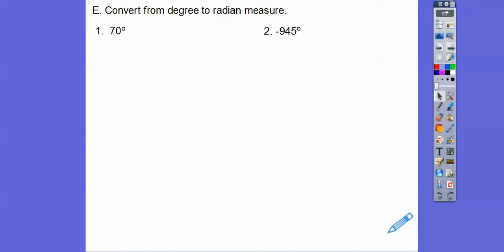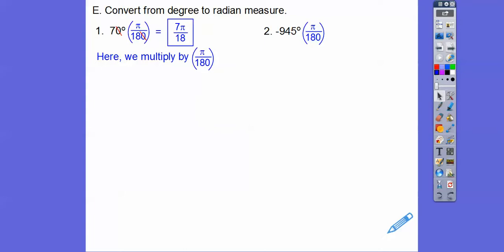All right, so convert degrees to radian measure. So here we're going to multiply by pi divided by 180. So here we go. And then with the 70 and 180, the zeros cancel, and we get 7 pi over 18.